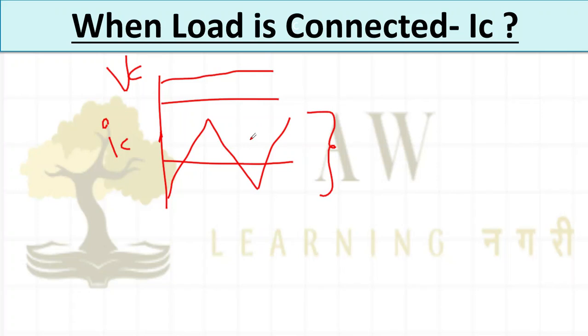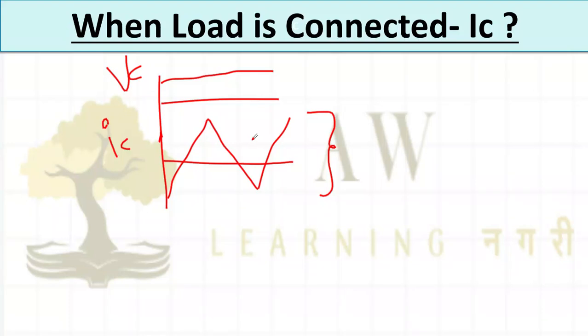You have to analyze the circuit. This is not always correct, but it is not always false either. It is partially true. This waveform is correct for the buck converter. But what about the boost converter and buck-boost converter? Does the waveform remain the same or not?